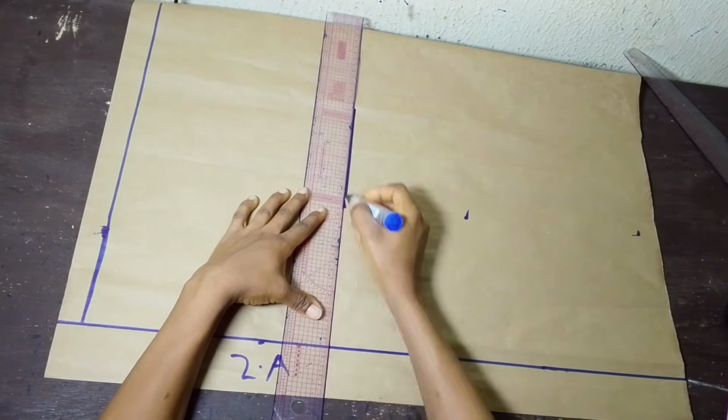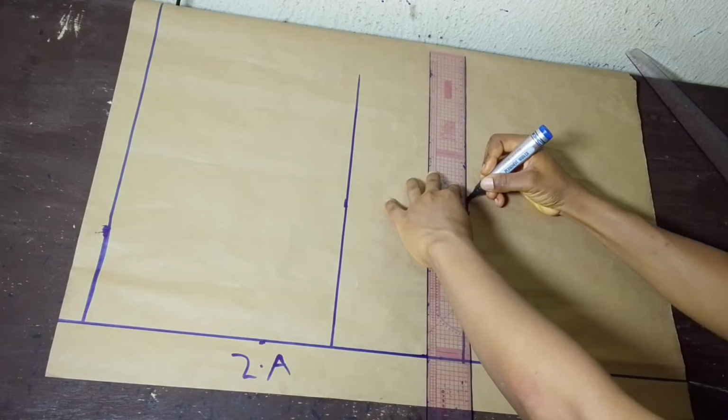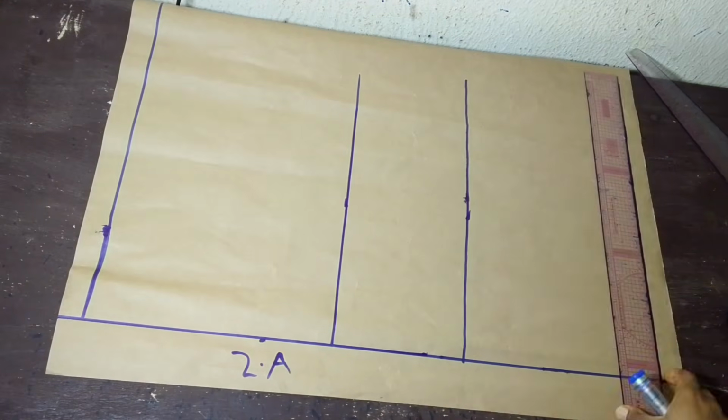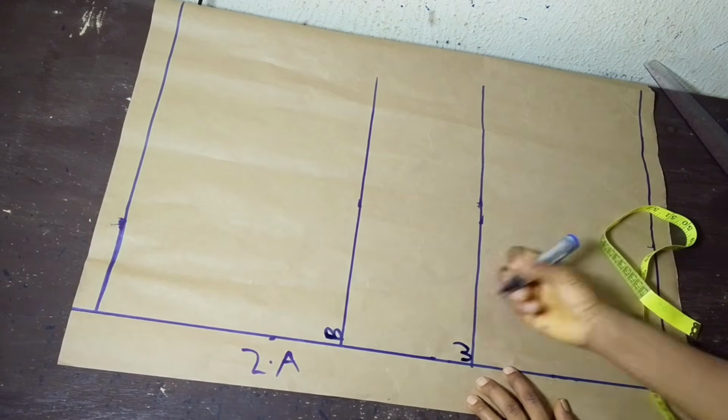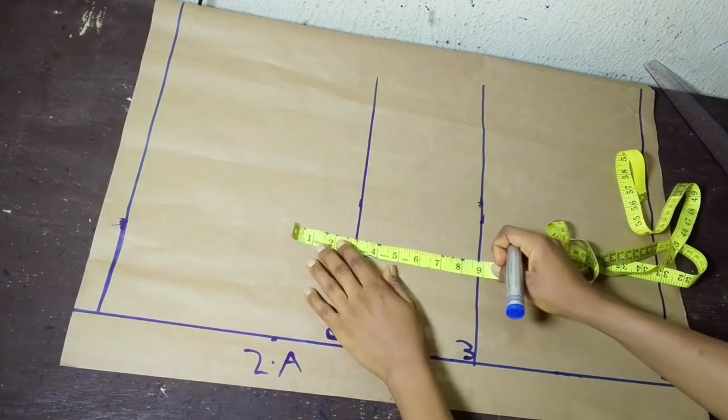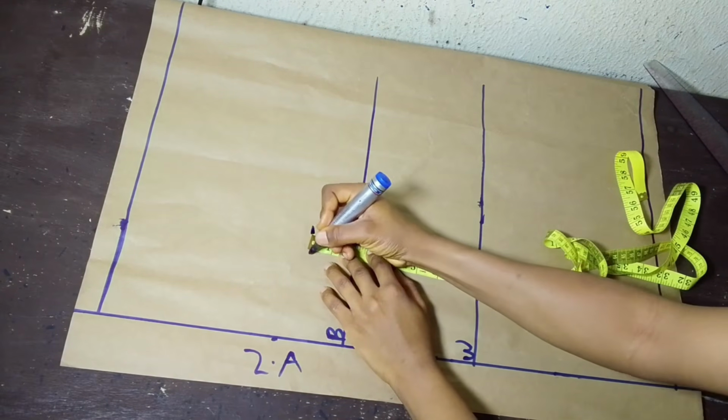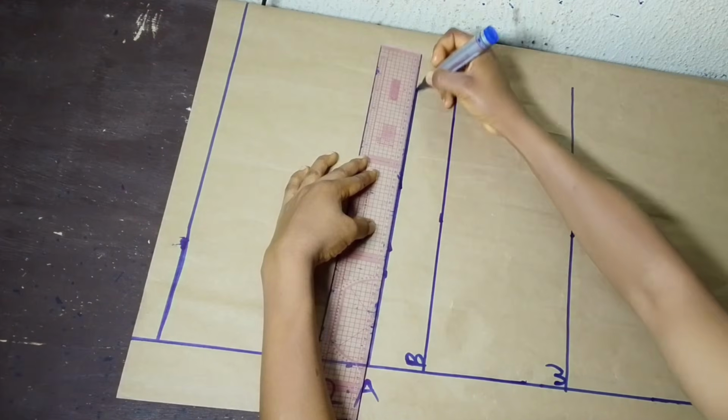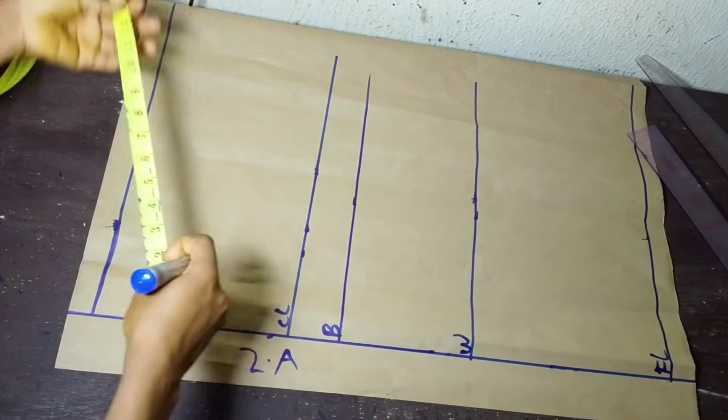Now for the back bodice, I won't be needing my under bust measurement, so I'll go ahead now and draw a straight line. So this is the bust line, this is the waistline, and this is the full length. So I'll come up by 2 inches from the bust point to get my chest line, then I'll draw a straight line. So I'll go ahead now and label chest line.